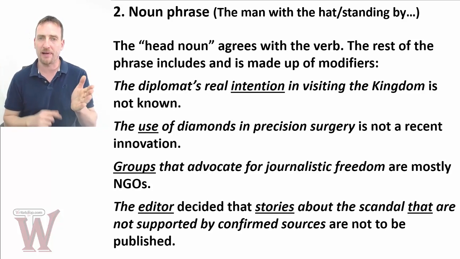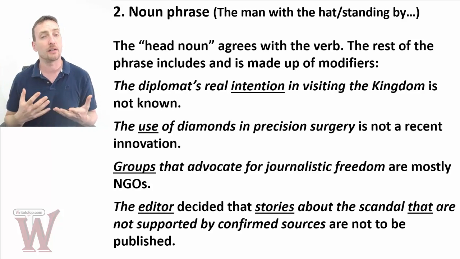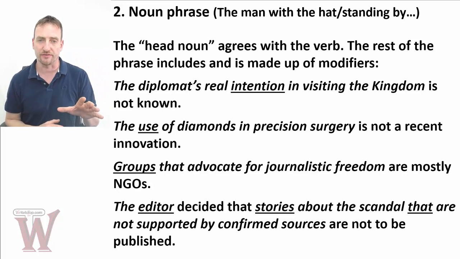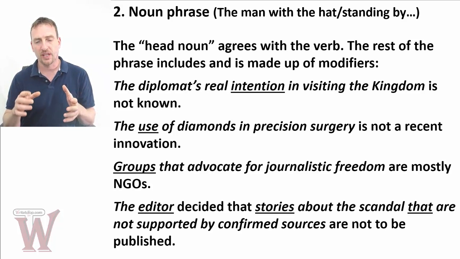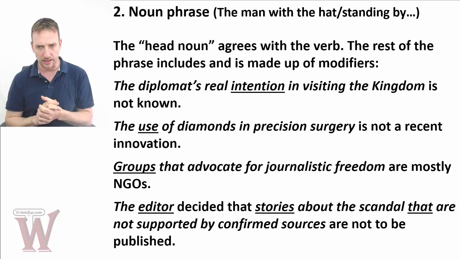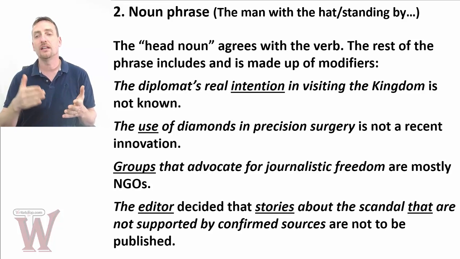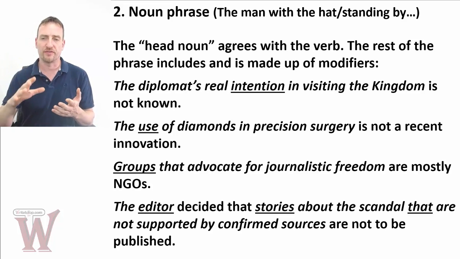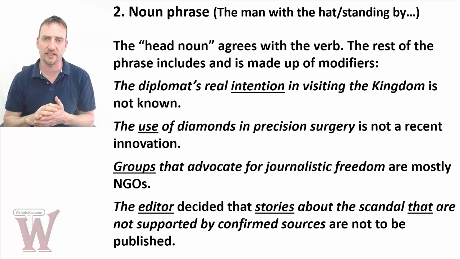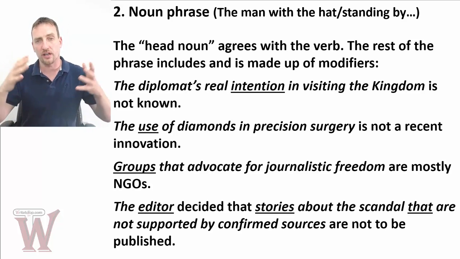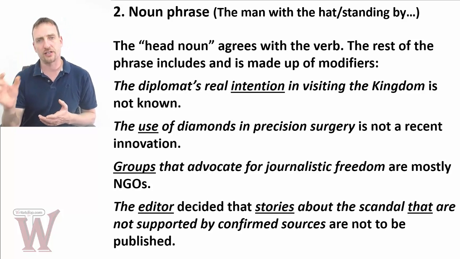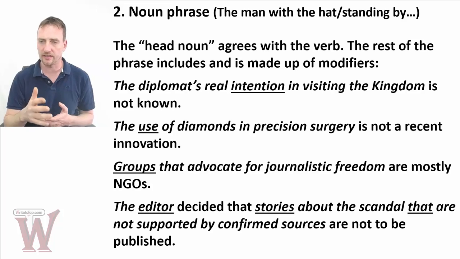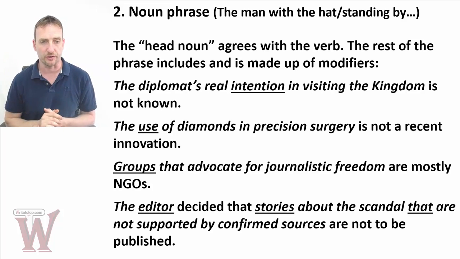The diplomat's, you have the apostrophe s. You're making it a possessive. Therefore, it's an adjective. Real is an adjective. The is an article. In visiting the kingdom. This is a prepositional phrase. In visiting. Visiting is sort of like a gerund. Visiting what or where? The kingdom. So visiting the kingdom is an object to visiting. So it's not the actual noun of the phrase. So once you identify the head noun, match your verb to it. Intention singular is singular verb.